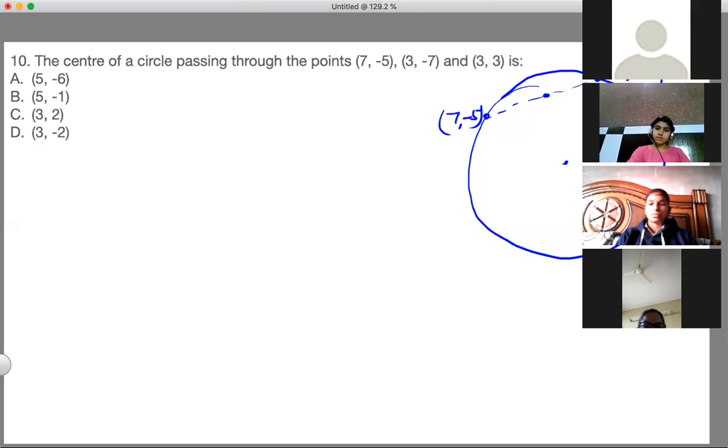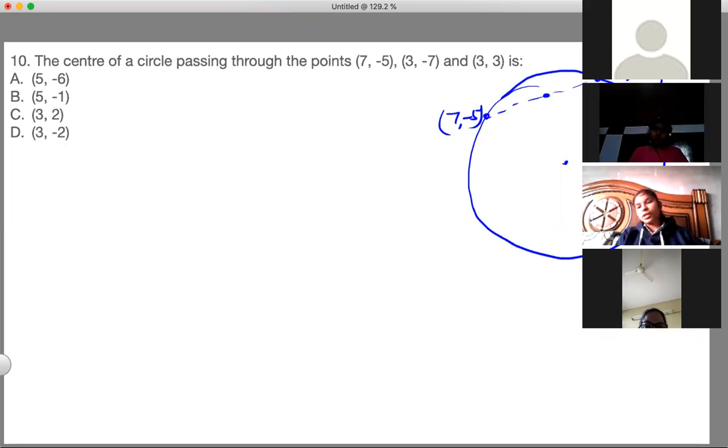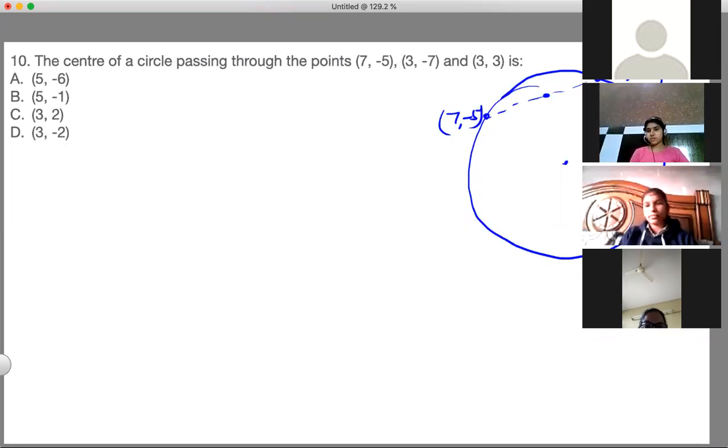ओके, फिर? सर सीधे सेंटर निकालने से ये आंसर आ गया. सेंटर कैसे निकाला आपने? सर 7 + 3/2 और -5 + 3/2. और ऐसे ही अगर यही सर 7, -5 और 3, -7 का निकाल रहे तो वो भी 5, -1 ही आ रहा है.